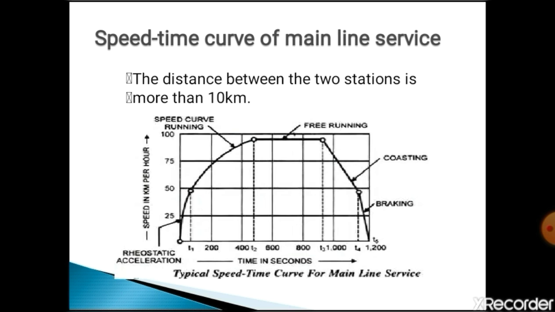Speed time curve of main line service. The distance between two stations is more than 10 kilometer, and it consists of rheostat acceleration, speed curve running, free running, coasting and braking. All the periods are present in this main line service. Here the stops are infrequent, the free running period is long at a high speed, and the accelerating period is very small.